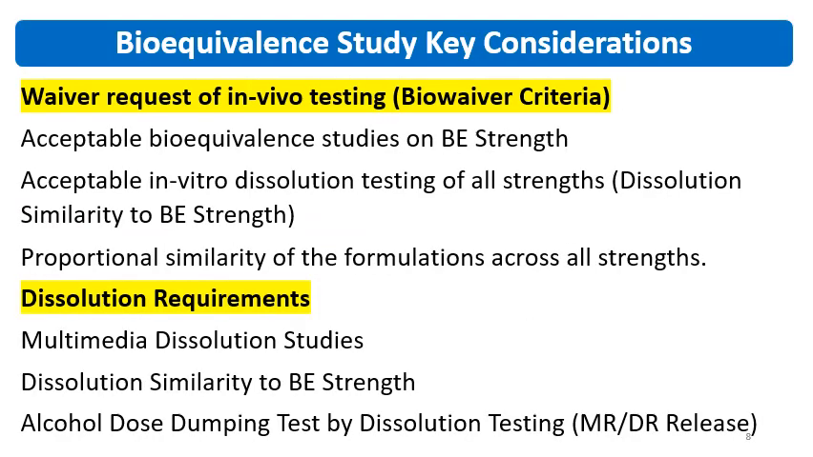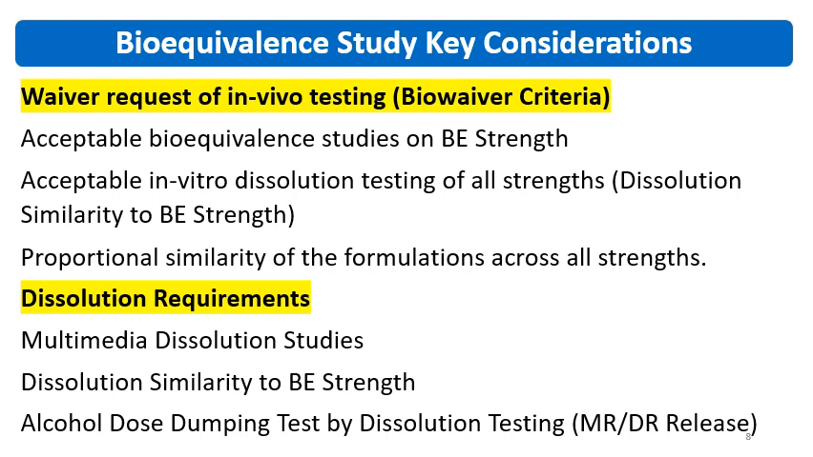Now the waiver request for in vivo testing. So acceptable bioequivalence studies on the BE strength. If you have a product with multiple strengths, at that time one or two strengths will be the BE strength, and based on that bioequivalence demonstration, the other strengths can get the BE waiver. But the other strengths are required to be similar in dissolution. So acceptable in vitro dissolution testing of all the strengths is required, and dissolution similarity is required to be demonstrated with the strength which is passing the BE study.